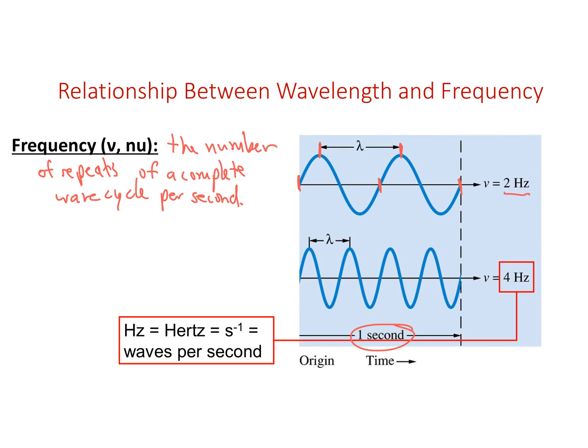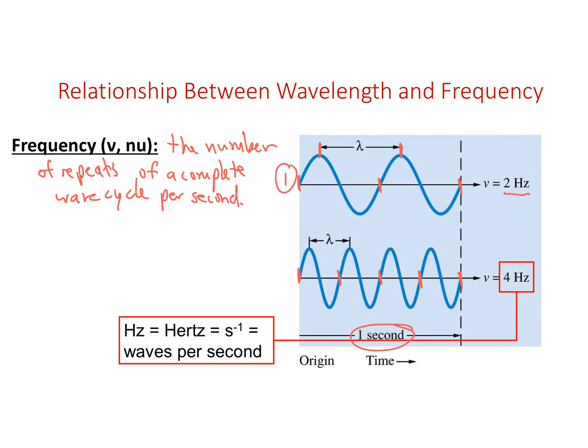And as we can see down here in the second one, now I have a shorter wavelength. So I start here, and here's my first wavelength. As you can see, that's shorter in distance. So there's 1 cycle, there's a second cycle, a third cycle, and a fourth cycle. So that's 4 cycles per second, or 4 hertz.